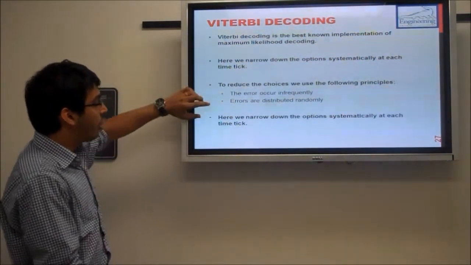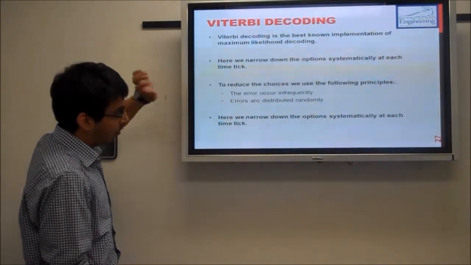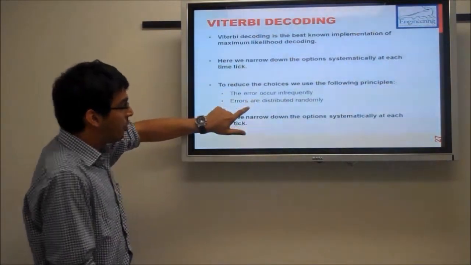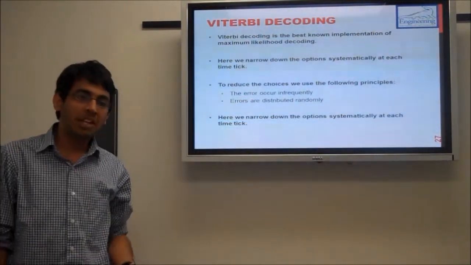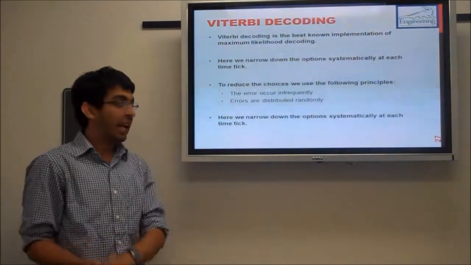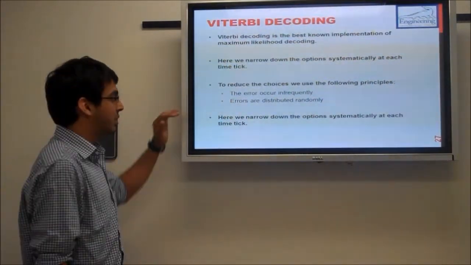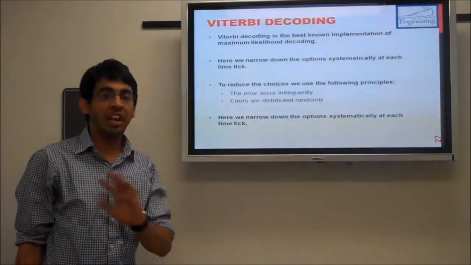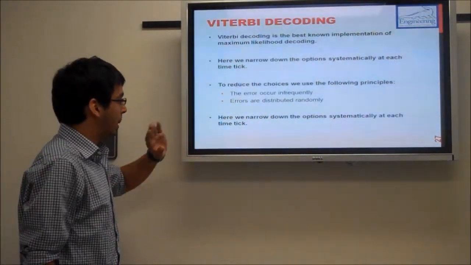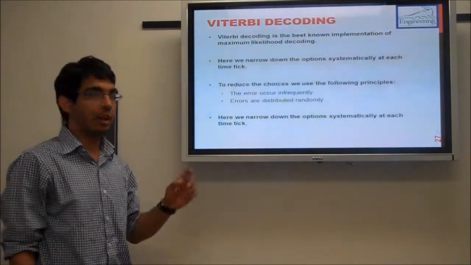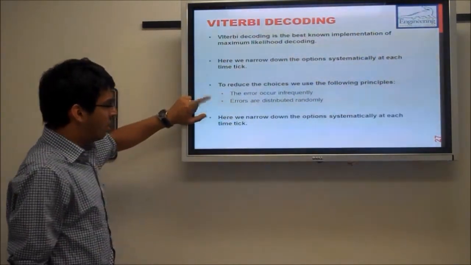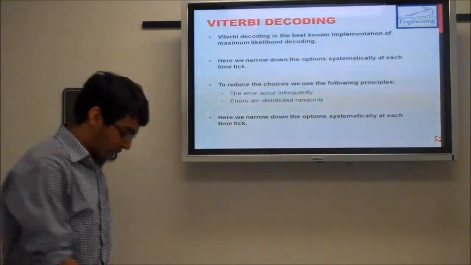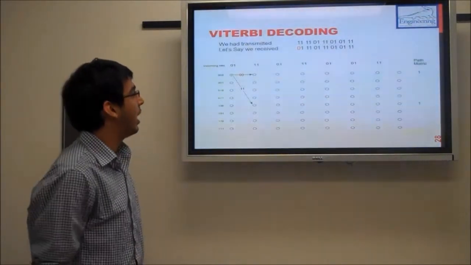But it's really important to note that there are two assumptions that we make when we use this Viterbi decoding algorithm. One is that we assume that the errors occur infrequently, which means that you don't have a burst of errors. And again we will see some of the simulation results which will show that this Viterbi decoding algorithm fails drastically for channels which induce a burst error. So as I said, we assume that these errors are distributed randomly. Now let's quickly see how the Viterbi decoding algorithm works.